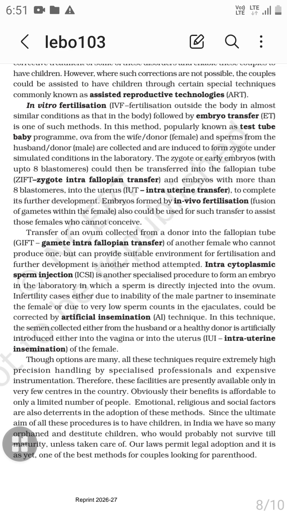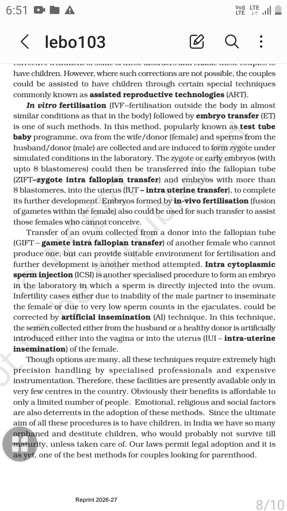Now what does this technique involve? In this technique, the semen, not the sperm, the semen, is made up of seminal fluid plus sperm. The semen collected either from the husband or a healthy donor is artificially introduced either into the vagina or into the uterus. There are two options: through the vagina, or into the uterus, directly where embryo implantation takes place. If it's into the uterus, it is IUI, intra, because it's inside the uterus.